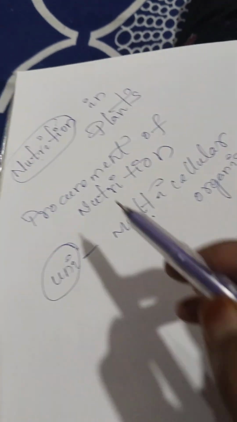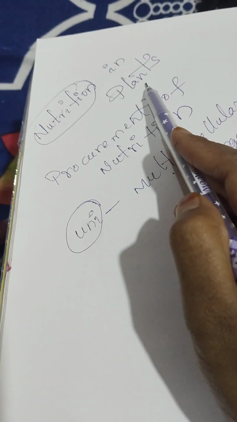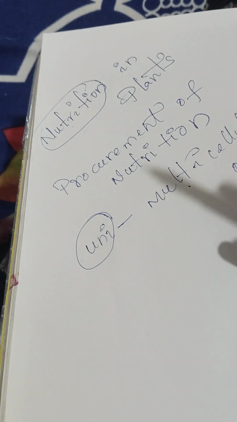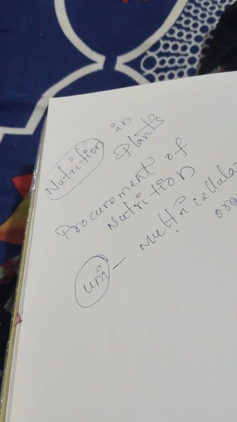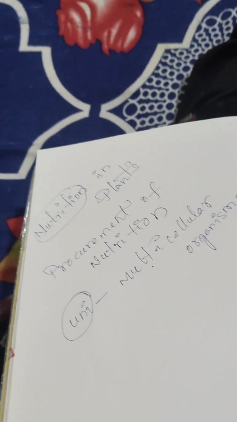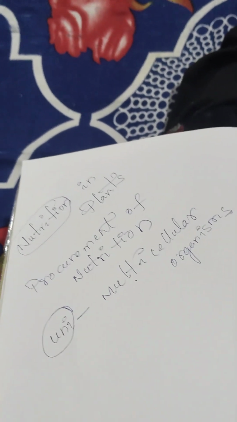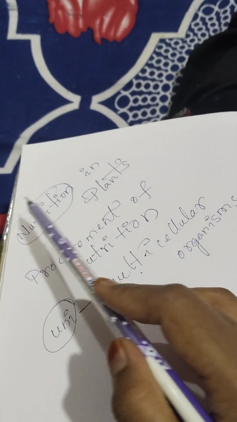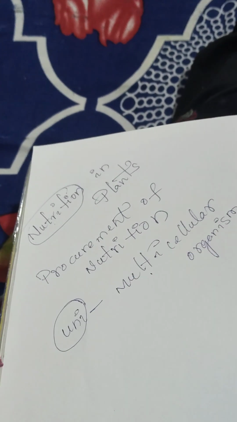Yeah, today our topic is nutrition in plants. Nutrition means procurement of nutrition, or we can say the process of taking in food and utilizing it by the body parts. Generally, when we eat, our different organs will utilize it for proper function. Like that, procurement of nutrition is known as the definition of nutrition.